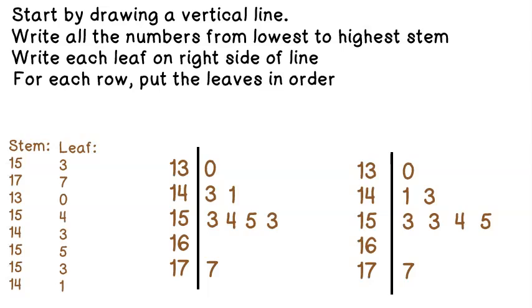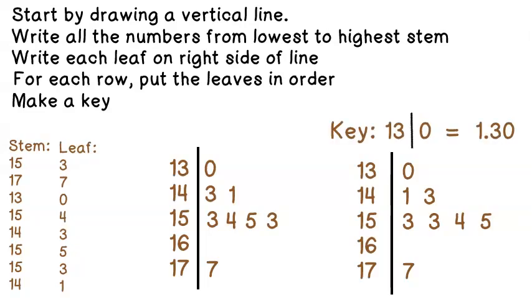Then look at each row and put the leaves in order and rewrite it. And then finally, we put a key so we know what the numbers represent. We take the first number, 13 bar 0, and we say what that number represented.